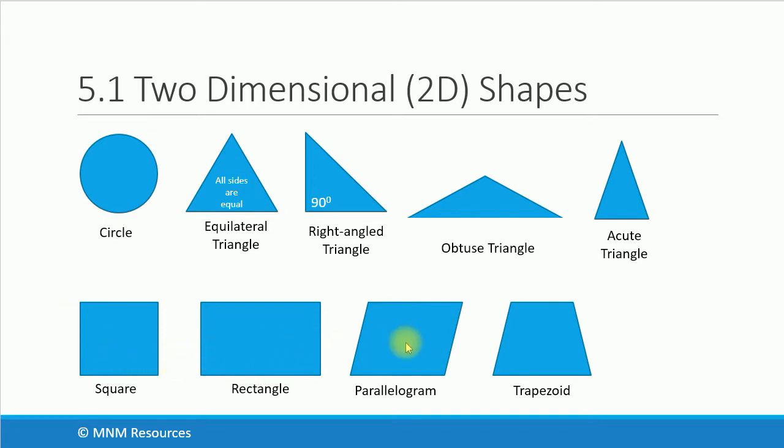Let's look at some four-sided objects. This is a square, this is a rectangle, this is a parallelogram, which means two sides are parallel to each other. It's called a parallelogram. And this is a trapezoid. Two sides are parallel, but the other sides are not parallel to each other.